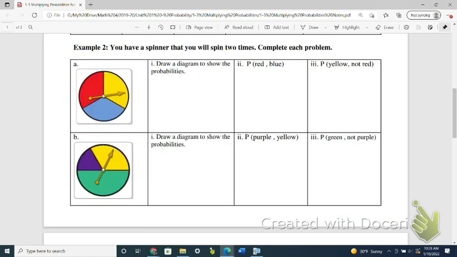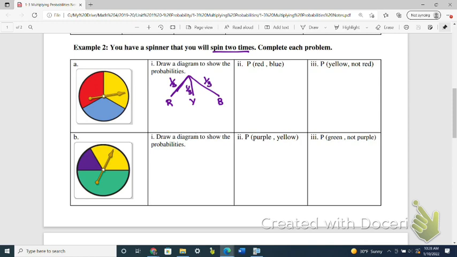So if we look at this first spinner, you can see all 3 colors have an equal probability of happening. There are 3 sections and they're equal size. And we are going to spin 2 times. So the tree diagram, I have 3 possibilities. So I can either spin red, yellow, or blue. Each of them have a 1/3 chance of happening.